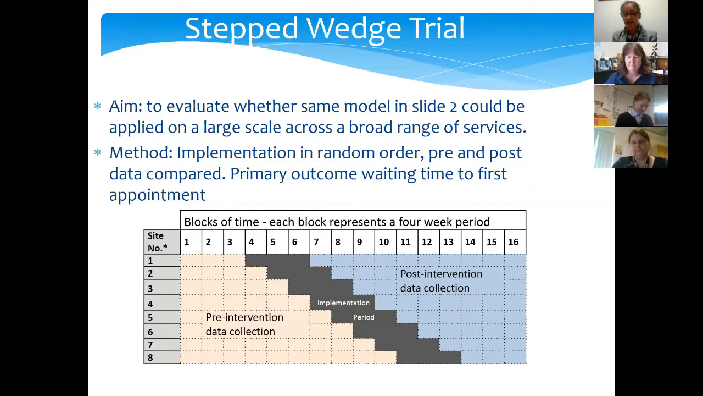From this trial, we've been able to see that the intervention that was successful in a single service in the previous control before and after trial has actually been able to reduce wait times on a much broader scale with a more diverse range of services. Okay, so moving on to the next one.